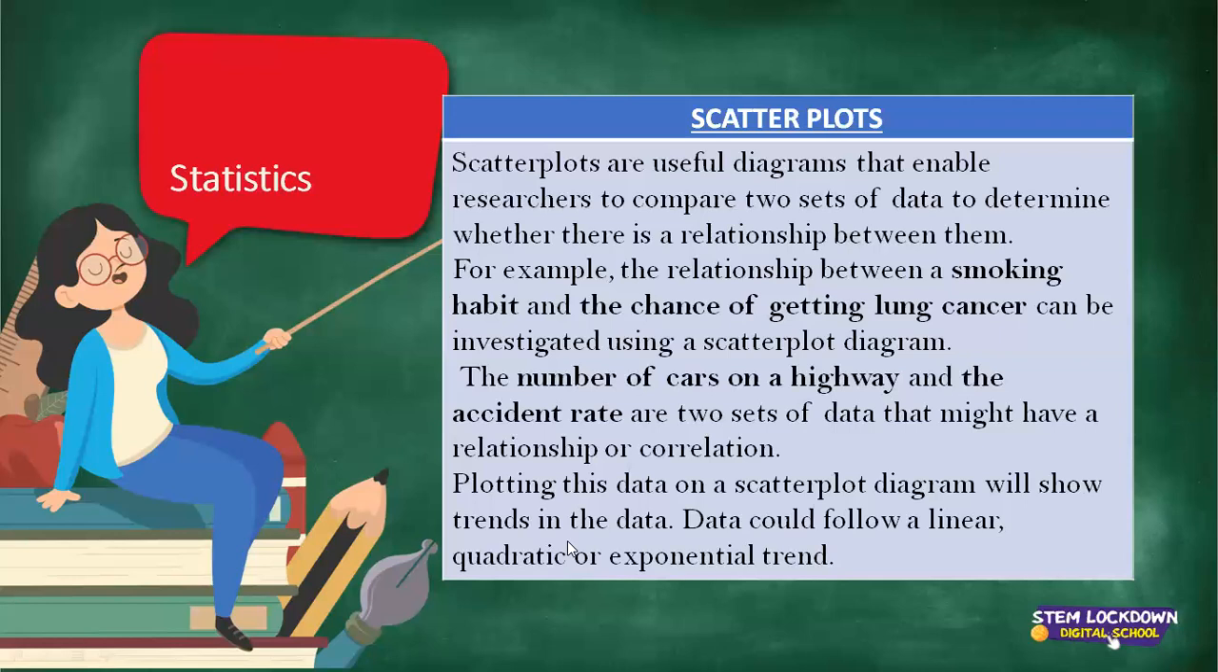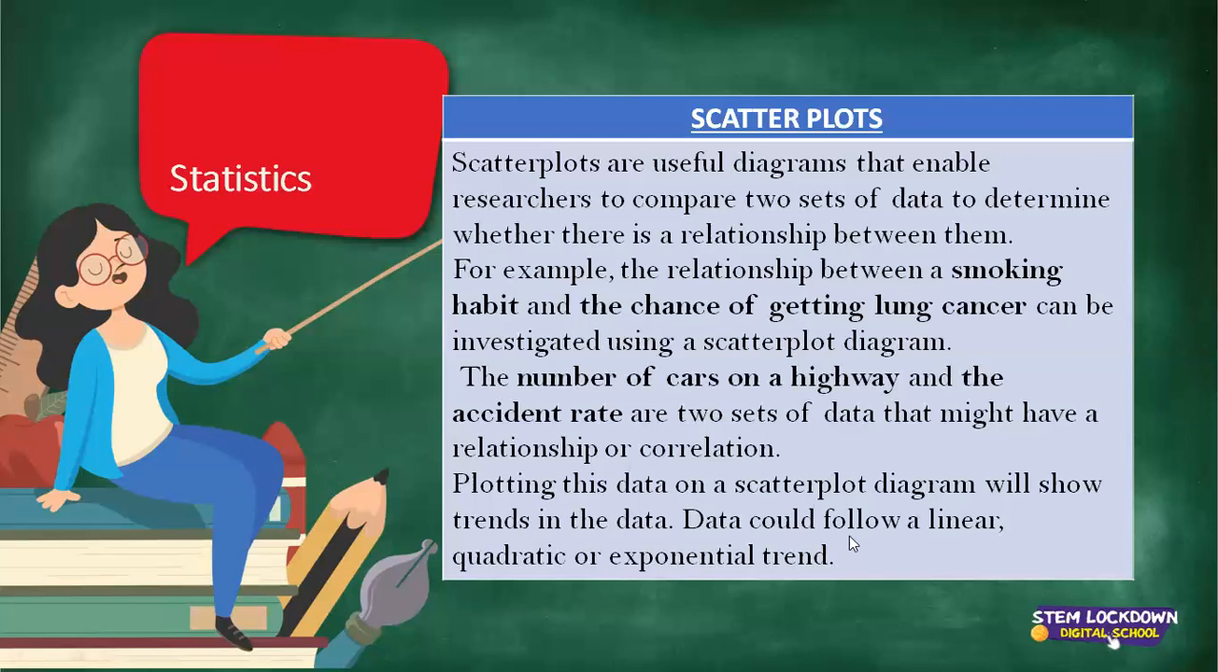So after collecting data, based on what we are investigating, for example, the number of cars on the highway and the accident rates, we collect data on the number of cars on the highway, and we collect data on the accident rate. We plot these two on the scatter diagram, and from there you can see if there's any trend in the data, any relationship in the data, and then we can make our conclusion.